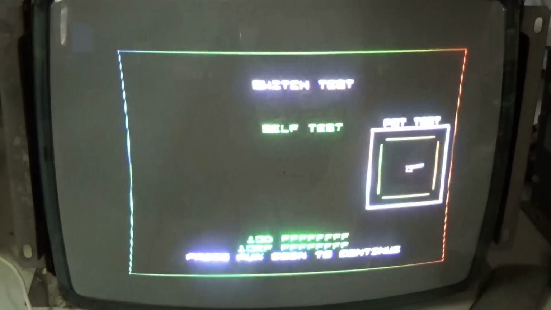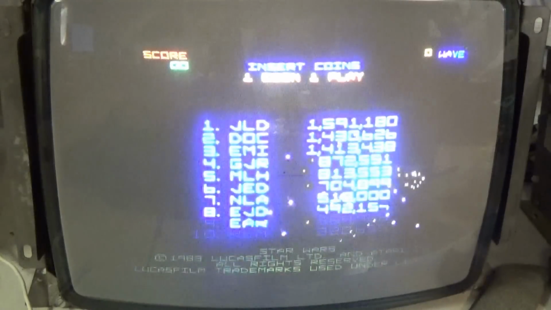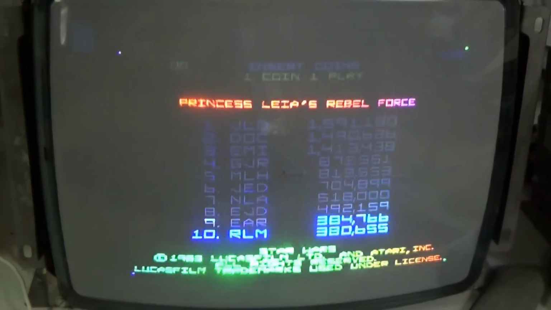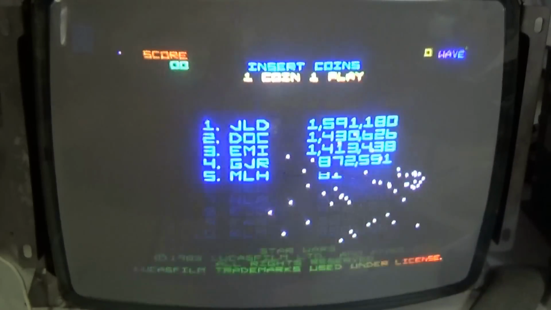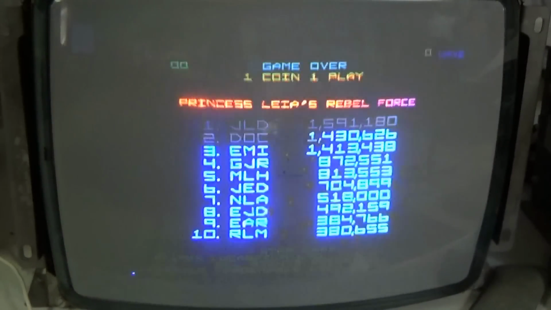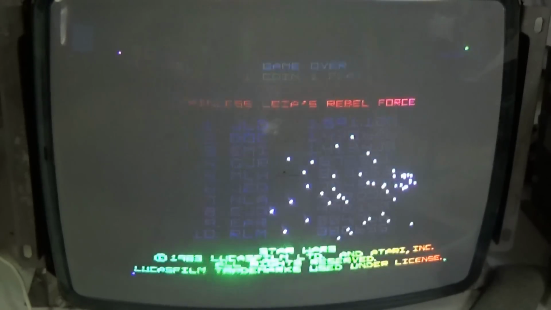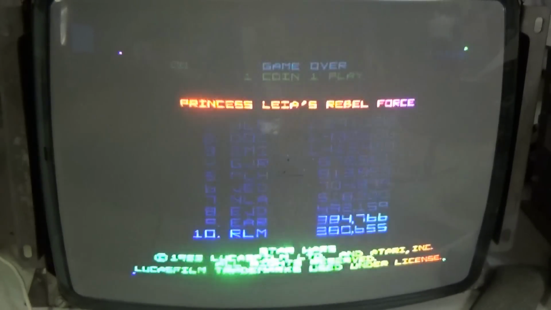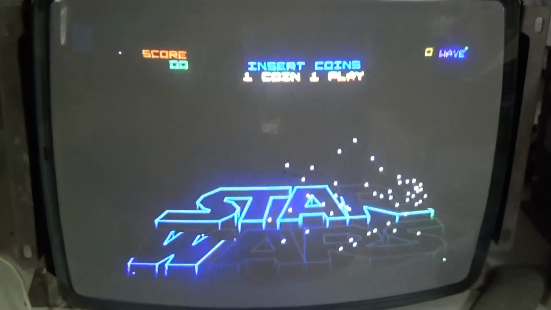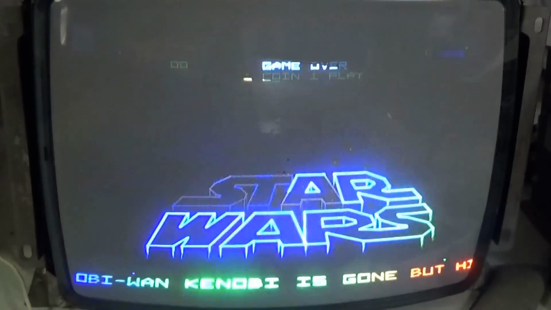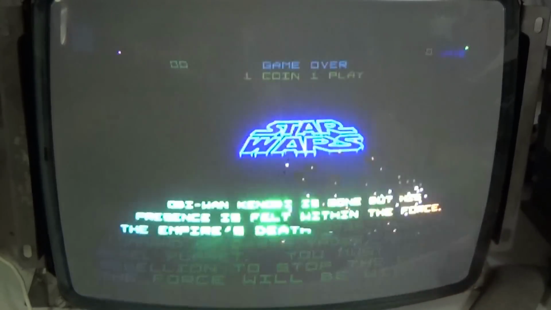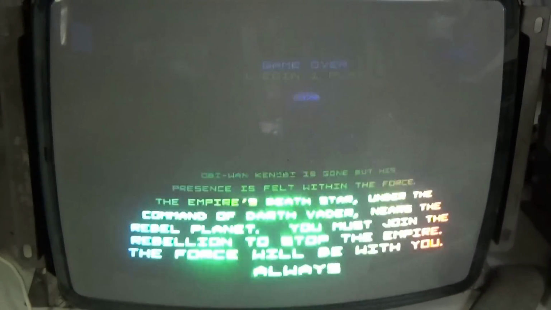I'm going to take it out of test. Yeah, see the star field, the stars and whatnot. It's not working. Yeah, matrix errors. That is a mainboard problem. Soundboard issue. But we're pretty close to having it working.